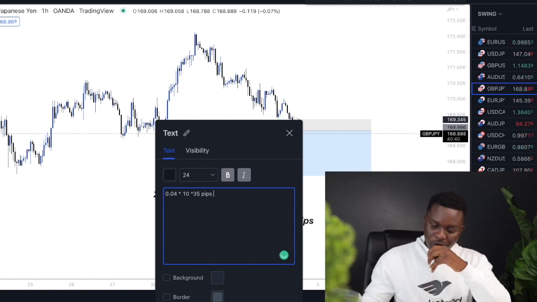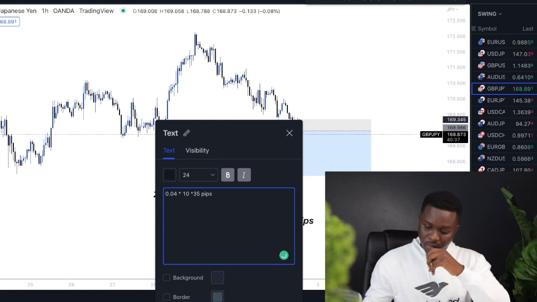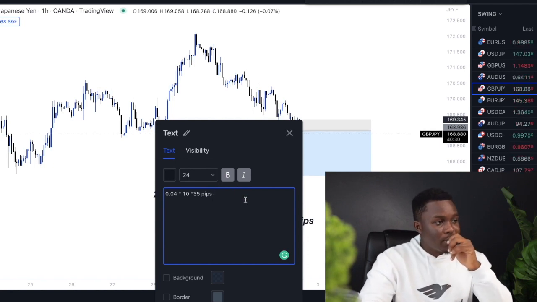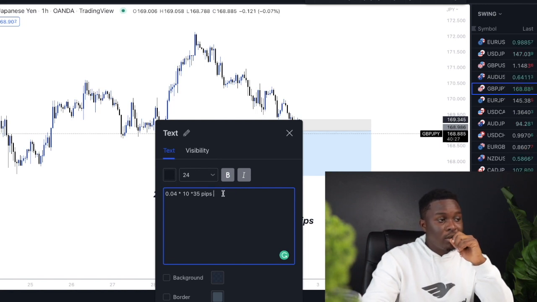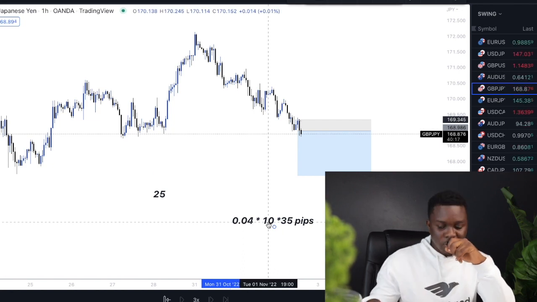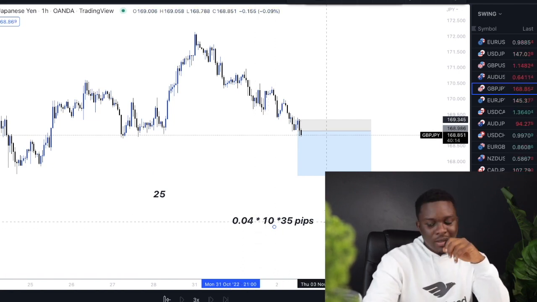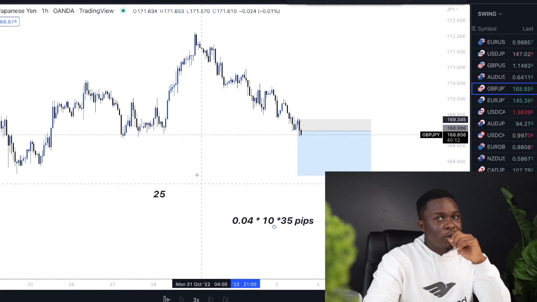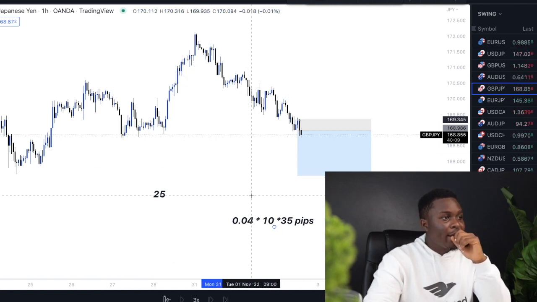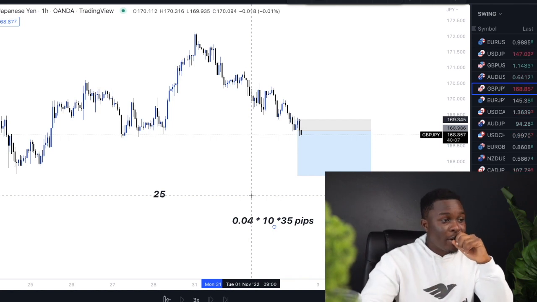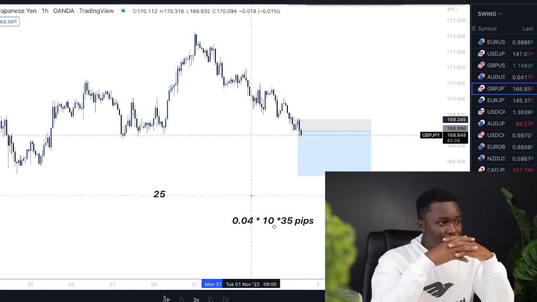Now this is going to give us $14. It means that if this trade goes wrong, we are definitely going to be losing $14 on this trade. So you realize that $14 is way below the amount of money you want to risk, so then you increase your lot size. In another video I'm going to be showing you an easier way to do this, but I want you to grasp the understanding of how to do this manually.